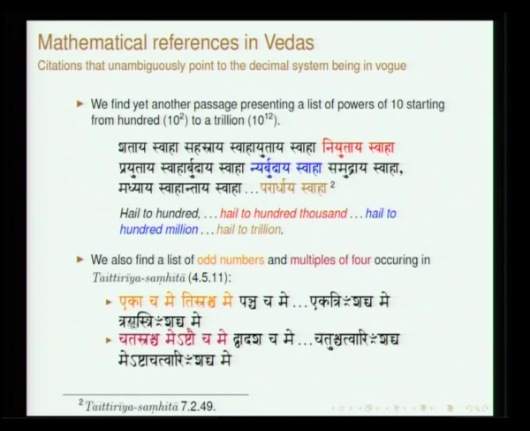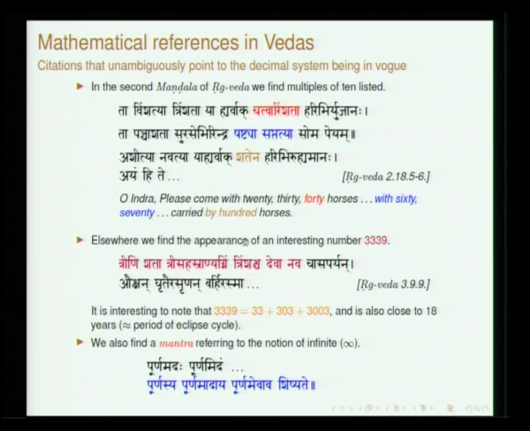Similarly, in the next one, we find Ekachame, Tisrachame, Panchachame. We find all the odd numbers listed here, and Chatasrachame, Ashtauchame and so on, the multiples of 4. These things are listed. Further, there is an interesting passage in the Rig Veda, where we find Vimshati, Trimshati, Chatvarimshat, Panchashat, Shashti, all the multiples of 10.